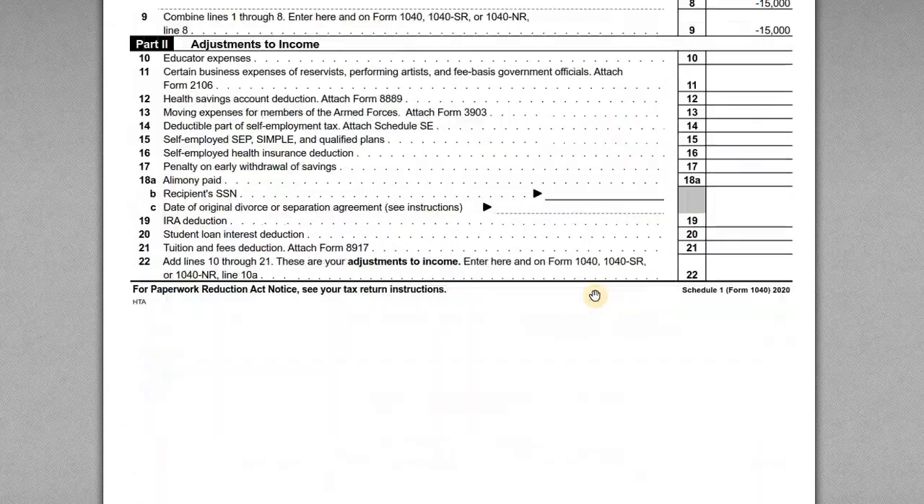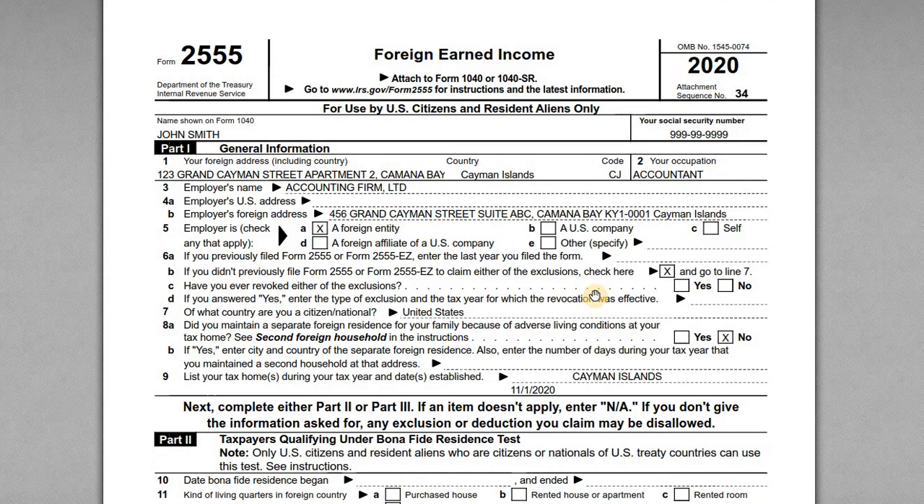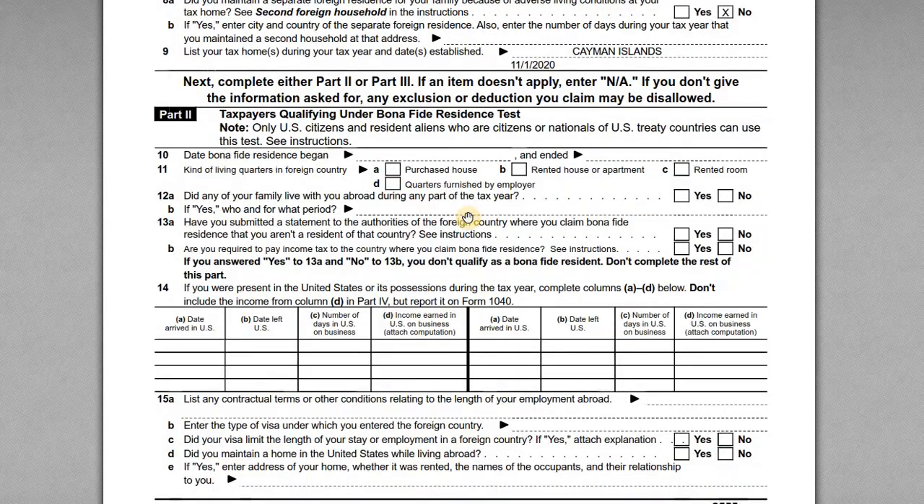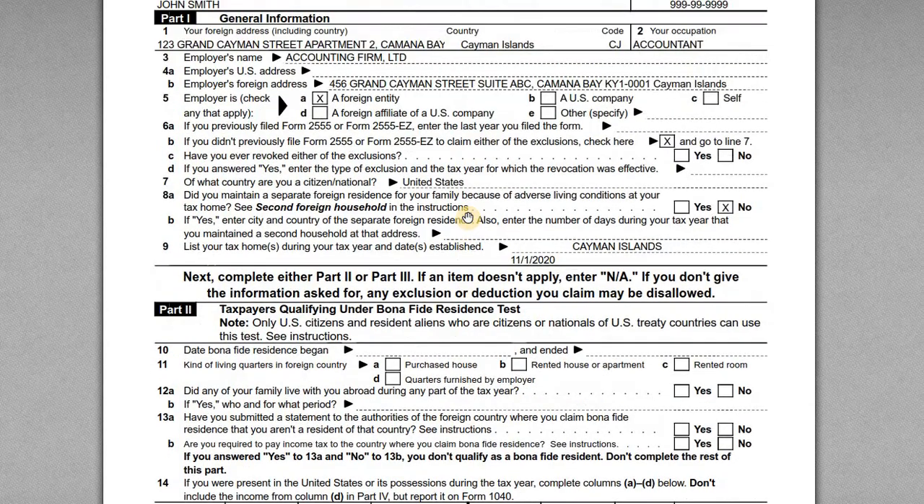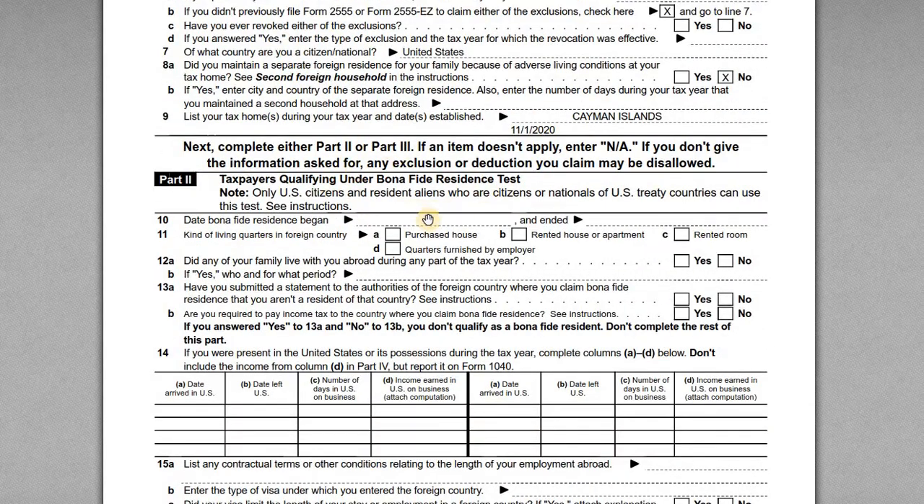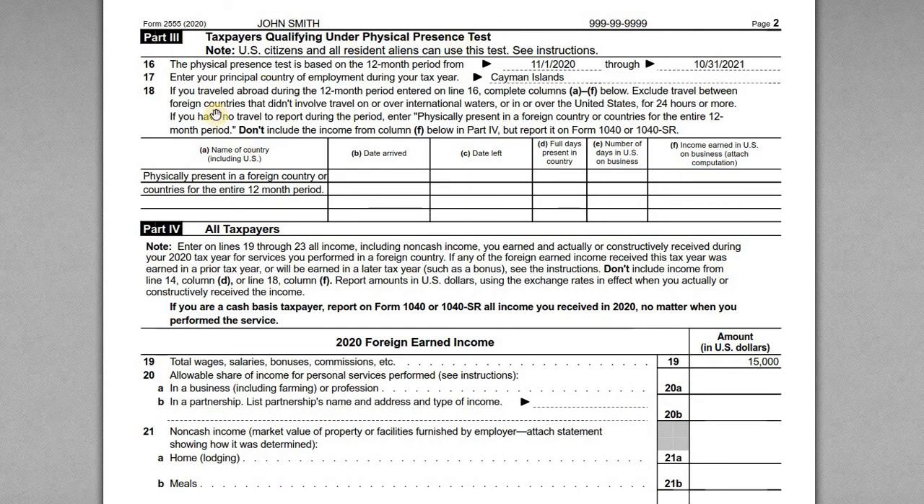So if we scroll down here to the 2555, this is the foreign earned income exclusion form. Okay, so we've got John here, his social, his foreign address where he's living in Cayman, his occupation, and then his employer name and address. Now, the part that's important here, remember, you can qualify under this earned income exclusion using either the bona fide residence test or the physical presence test. John's going to use the physical presence test.